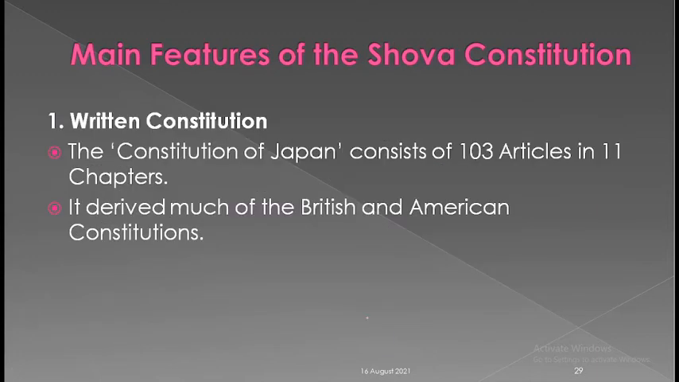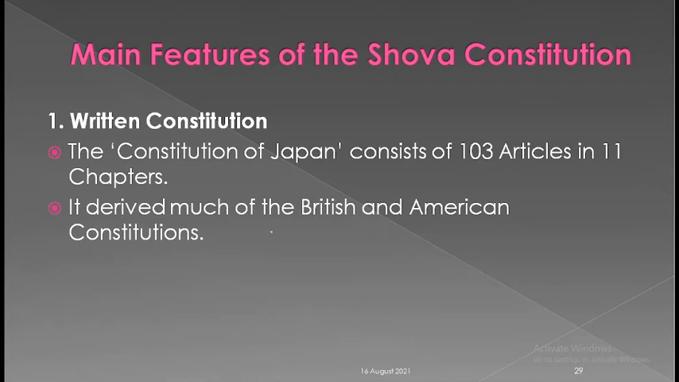Now let's come to the main features of the Showa constitution. First, it is a written constitution. The Constitution of Japan consists of 103 articles in 11 chapters. It derived much from the British and American Constitutions.